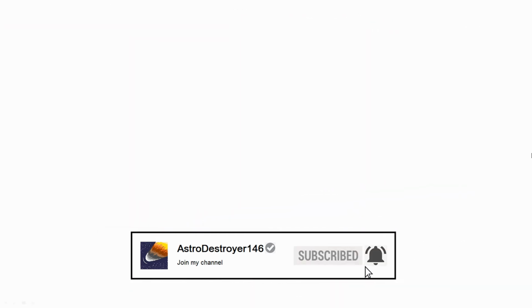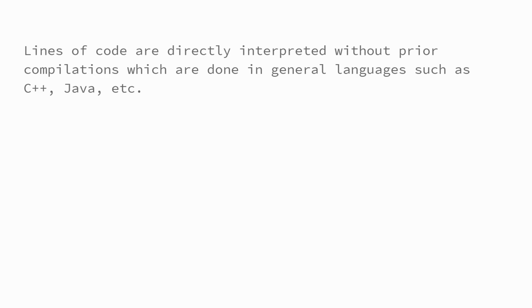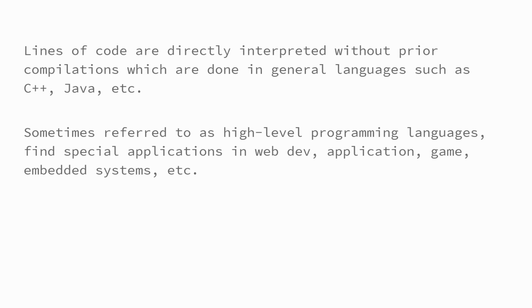Now, as I already told, in scripting languages the lines of code are directly interpreted without being compiled, which is the case in the general languages such as C++, Java, etc. And the scripting languages are sometimes referred to as high-level programming languages because of their usage in special applications such as web development, application, game, embedded systems, etc. So they can be very useful in some of the other applications as well as app development or web development, where the main programming languages cannot find many usage.